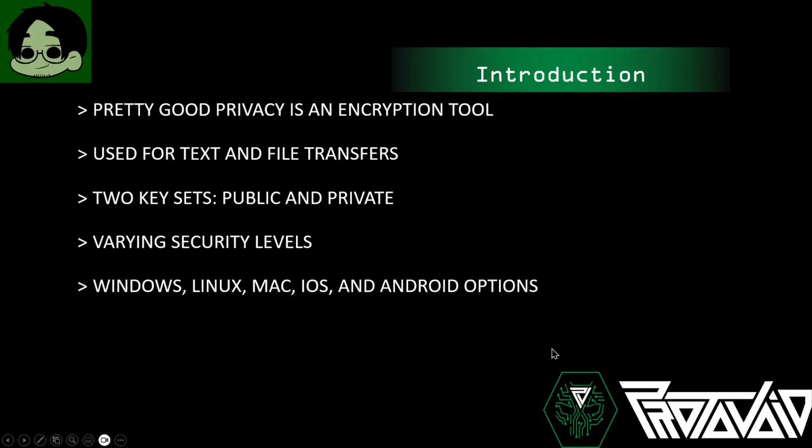So, introduction. What is PGP? Well, it stands for pretty good privacy, and it is an encryption tool. It is used for text and file transfers, among other things, but mainly those text and file transfers. You get two sets of keys when you do this. You create a private key, and when you create that private key, it also creates a public key.